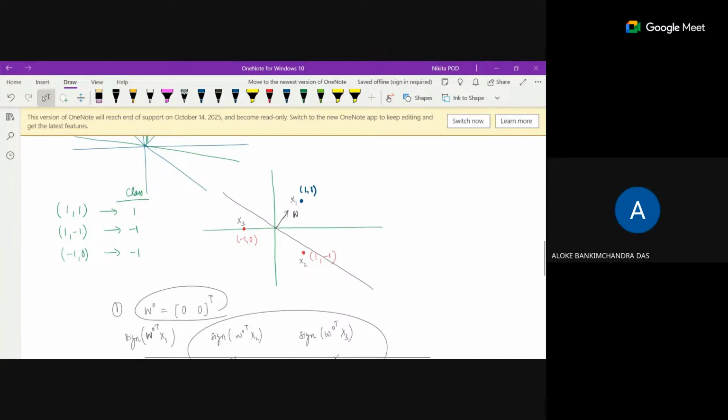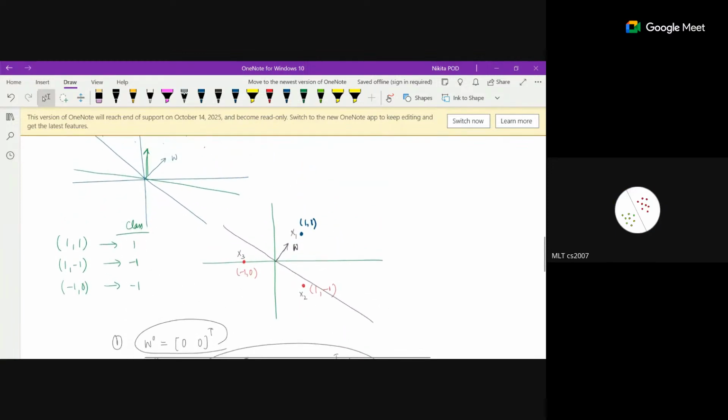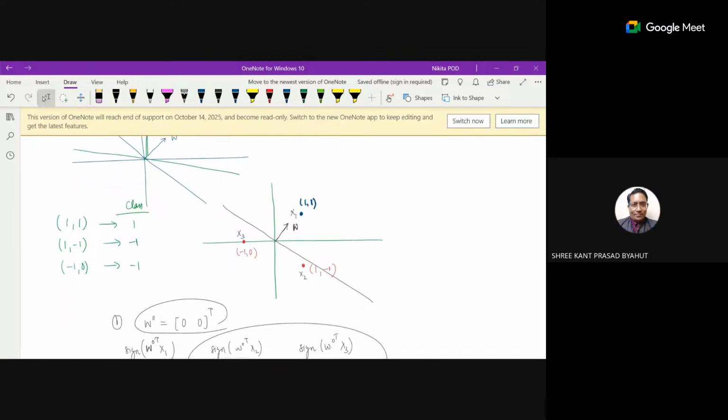Geometrically, it looks like it should converge. But if you calculate in this manner, it will not converge. That's why the assumption of separability came. I think because of this separability, the equal to 0 case was removed. Am I right, sir? So that's why I'm saying that.